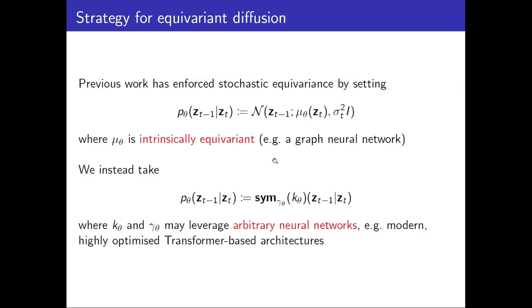So what we do instead is we basically just symmetrize a set of unconstrained backwards kernels. So essentially, instead of mu being, say, a graph neural network or some intrinsically equivariant neural net, it can be anything. It can be a transformer, it can be something really complicated. We can leverage all sorts of highly optimized models that people have spent years developing, and we can just symmetrize on top of that and still get the equivariance property that we care about, but without needing to go to this low level of detail.